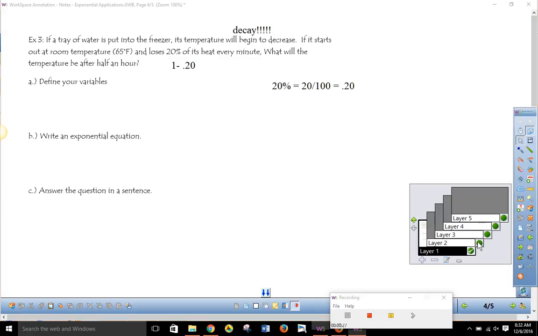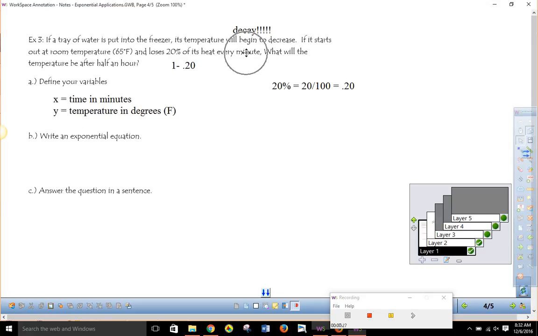Okay, so first of all, our variables, x is going to be time in minutes, because it says minutes right here. And y is going to be temperature in degrees Fahrenheit. Okay? And then your starting value is 65, and you're multiplying by 1 minus 0.20. So you're multiplying by, it's maintaining 80% of its heat every minute. Okay? And you know it's going to decay because this number you're multiplying by is between 0 and 1.